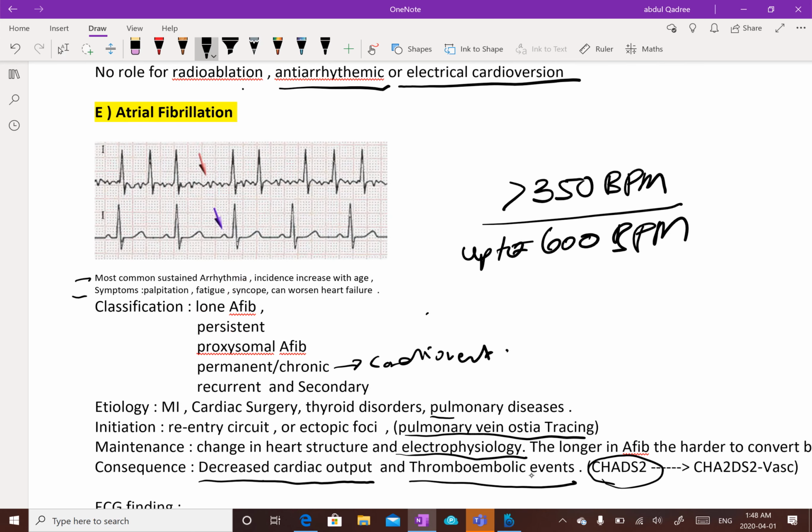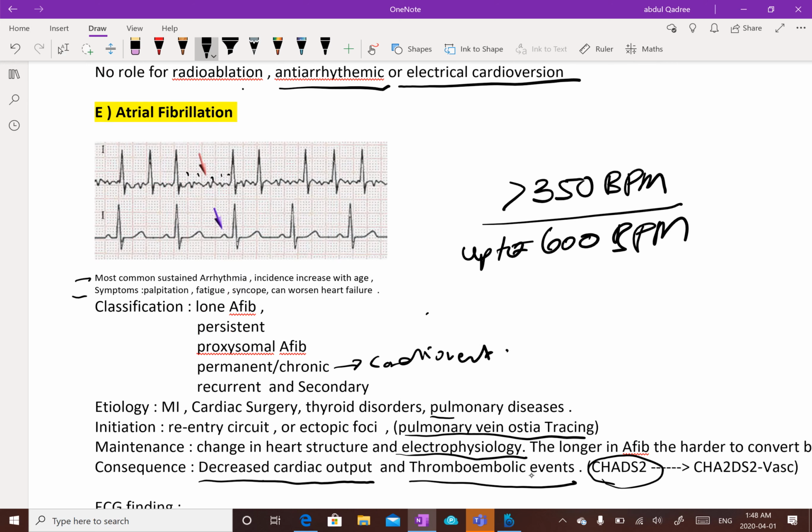Look at the ECG findings. It's chaotically chaotic. The heart rate is usually very fast. Of course, you have to calculate your heart rate. You're unable to detect the P waves, because it looks like everything is a P wave in here. Look at this. All of this seems like P waves.